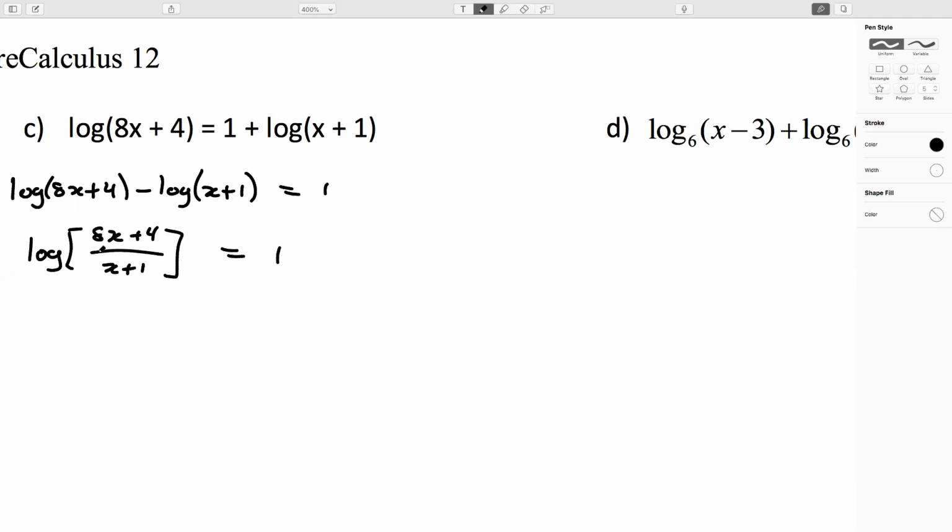I know it's tempting to cross the x's out. I know some people would normally try and do that, but you can't do it, and it's not actually going to work. But what we can do is we can use exponential form. So let's convert this into exponential form. This is base 10, so 10 to the 1 has to equal the argument. So that means 10 to the 1 has to equal (8x plus 4) divided by (x plus 1).